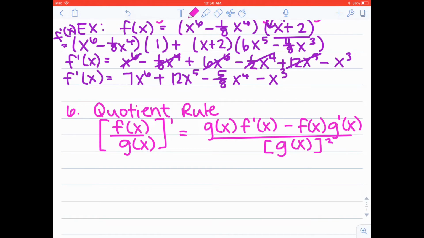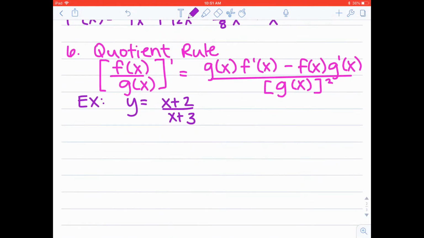So we're going to go ahead and do an example of that one. So our example here is y equals x plus 2 over x plus 3. Most people don't like the quotient rule. For the most part, we're all going to avoid it as much as we can. However, in this case, you cannot possibly avoid it. You have to do it. So that's a lie. You could do the product rule, but we're not. We're not going to break it up. We're going to leave it like that. We're going to go ahead and do the quotient rule.